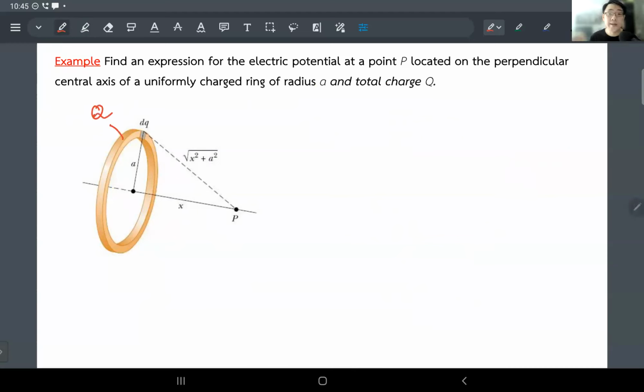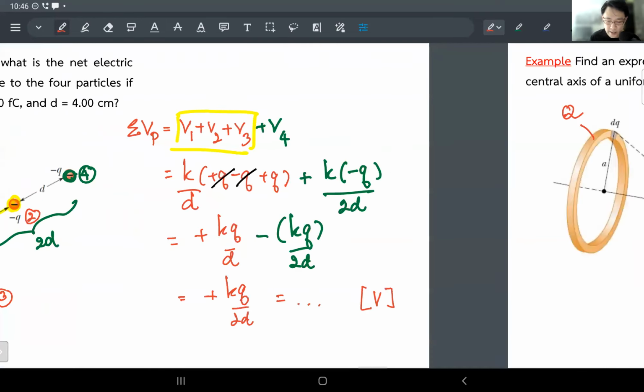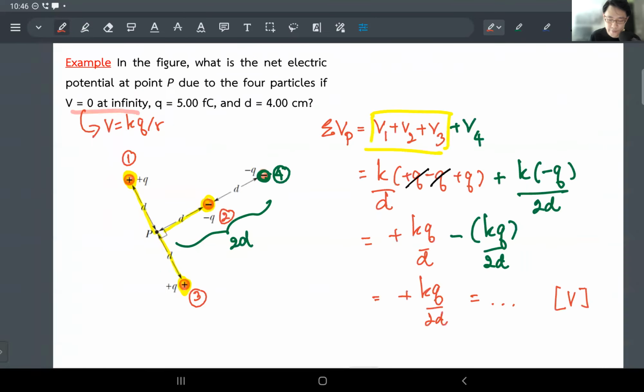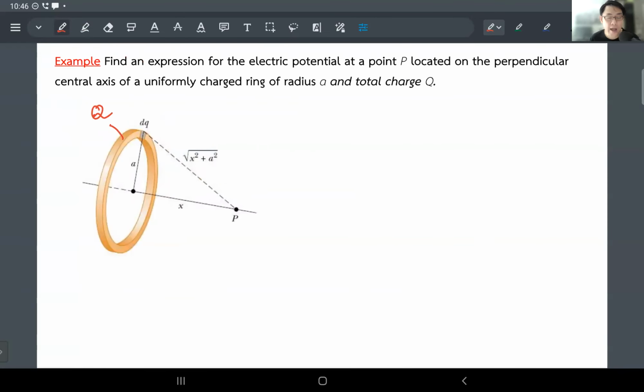You did the field calculation from this ring already before. Remember, we have the cone, and you have to break the field into vertical and horizontal components. The vertical ones just cancel themselves out. I think I can slide back a bit. Oh, it's on the previous slide. Sorry, different handouts there. But anyway, the point is you already found out what the electric field at P was. Now, let's try again with the potential at P, guys. Go ahead.